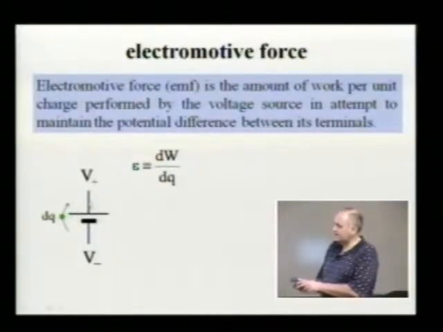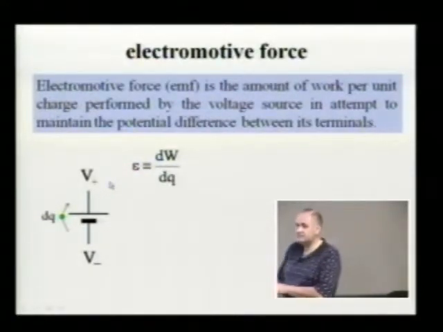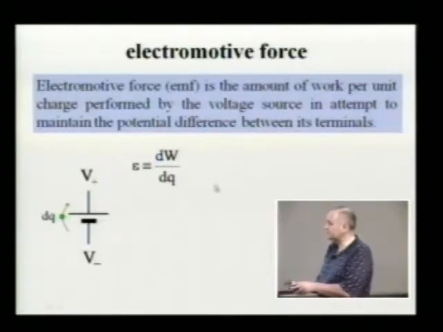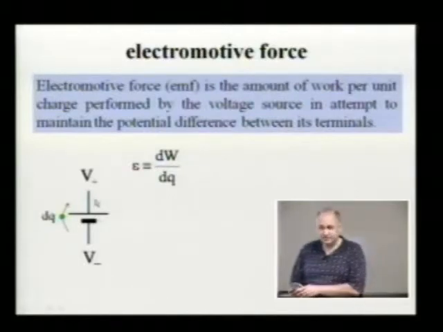Think like over here: dq. In order to produce a potential difference like this, where here we have higher potential and here we have lower potential, the device is supposed to move positive charge from the bottom to the top. And it is doing it. Each source of electromotive force moves positive charge from the negative terminal to the positive terminal to create this potential difference.